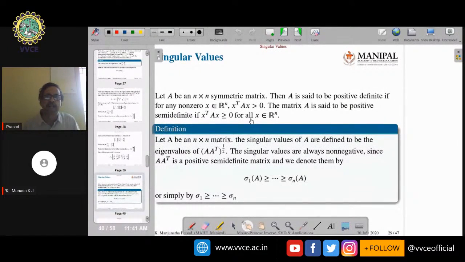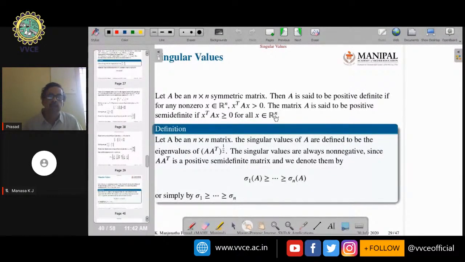When a matrix is symmetric and square, then you have spectral decomposition. Otherwise, what to do? That is where we look for a different notion called singular values. Before that, let us look into a matrix which is symmetric. If it satisfies this particular condition, x transpose A x is greater than or equal to 0 for all x, then we call it positive semi-definite. If it is strictly greater than 0, we call it positive definite. So it is necessary to have a symmetric matrix, in addition to these properties, to call it either positive definite or positive semi-definite.